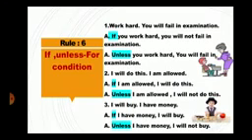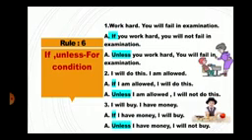Now see the second example. I will do this, I am allowed. When I will do this? If I am allowed. So I am allowed will be my condition. So what I will write? If I am allowed, I will do this. Unless I am allowed, I will not do this.